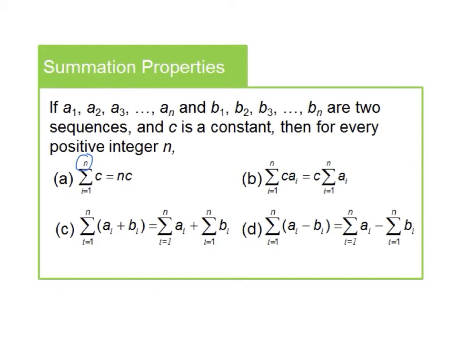If you are taking the summation of some sequence times a constant, then what we can do is pull that constant out, do our summation for our sequence, and then multiply that answer by the constant. When we are taking summation of two different sequences that are being added together, we can do each one individually and then add those two solutions together. Same thing when you're subtracting. You can do each one individually and then subtract them.